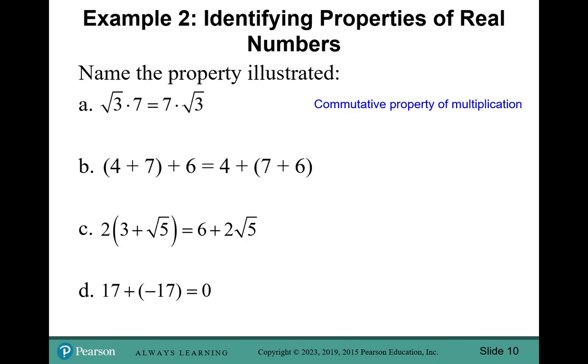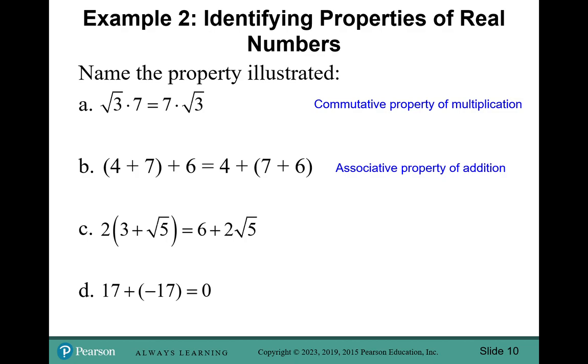The next one shows us parentheses 4 plus 7, close parentheses, plus 6 equals 4 plus parentheses 7 plus 6, close the parentheses. Here, we're dealing with addition. So it's some property of addition. This is the associative property of addition. You need to know your property definitions and what they look like.